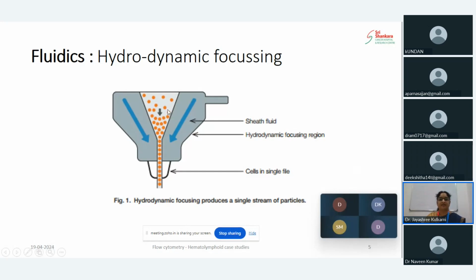Imagine fluid is passing through a wide bore tubing. Obviously multiple cells will be passing through one particular area. By using a sheath fluid and adjusting the pressure in this sheath fluid, the tubing is narrowed down so that at any given time, only one single cell is passing through this tubing. This is called hydrodynamic focusing. It produces a single stream of particles.